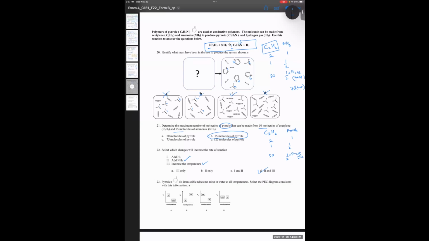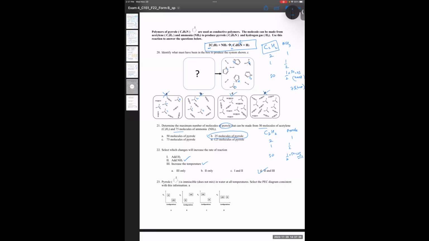One can argue about adding hydrogen as well, because that's going to increase the pressure, but that's a different story.